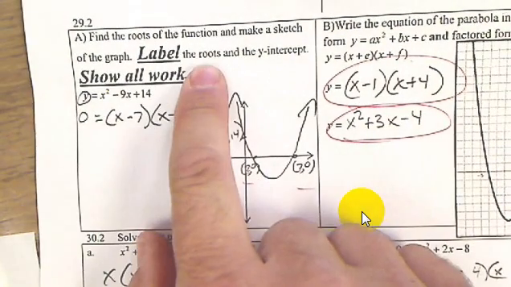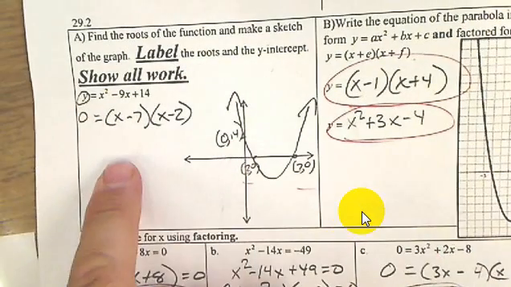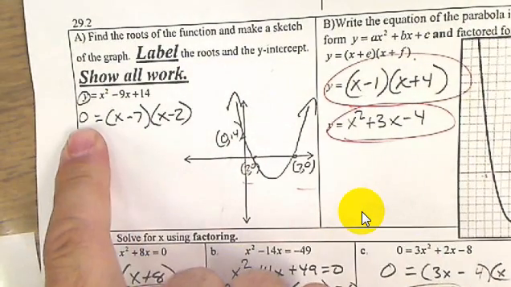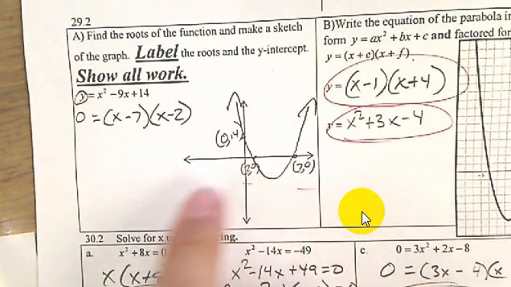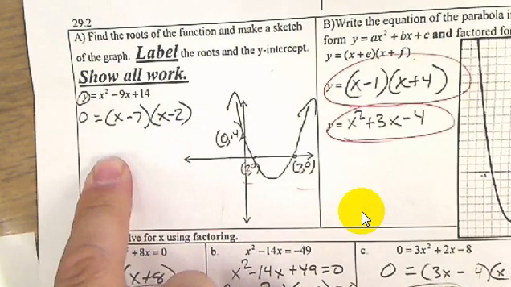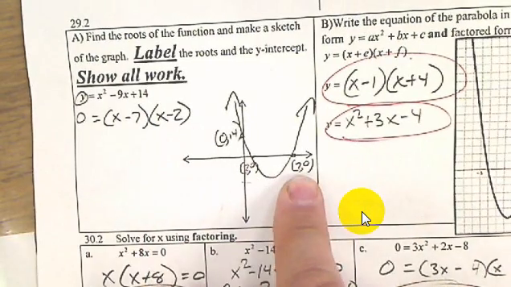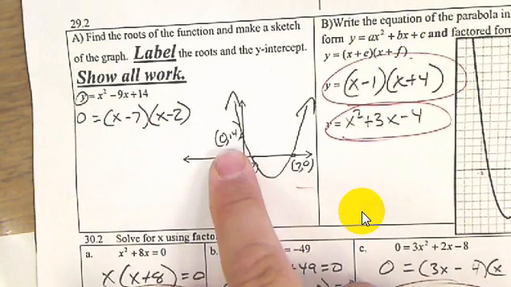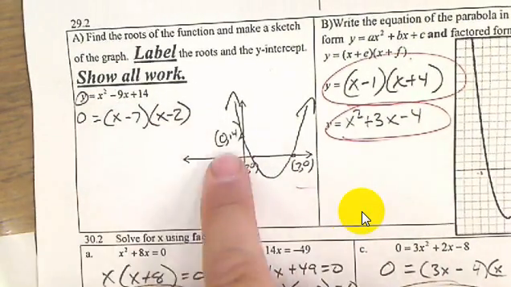I'm looking for the x-intercepts. Another name is the roots. I plug 0 in for y, and that would give me my x-intercepts. So I factored that guy to solve it. So I get x equals 7 and x equals 2. 2 and 7, 0. 0, 14 is my y-intercept because you plug in 0 for x.